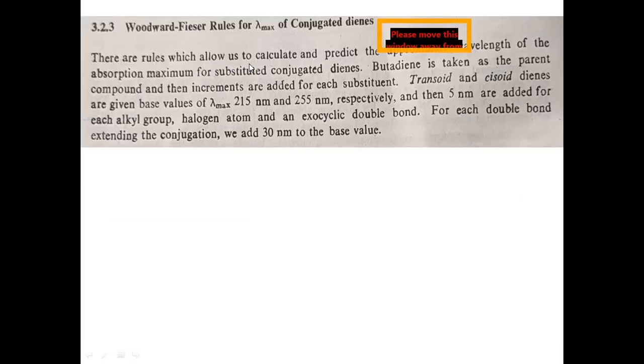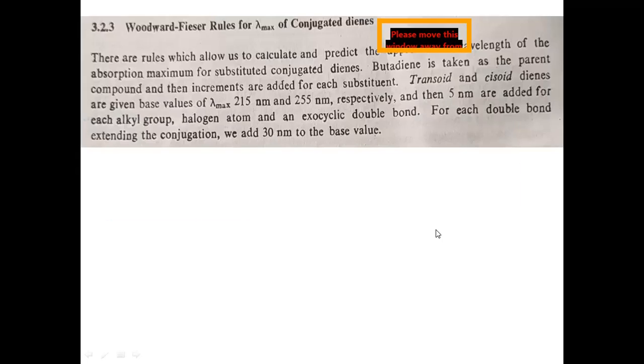Now these rules are used to calculate and predict the approximate wavelength, that is lambda max, of substituted conjugated dienes. Butadiene is taken as the parent compound and then increments are added to that. For each double bond extending the conjugation, we add 30 nm. This is the explanation there.